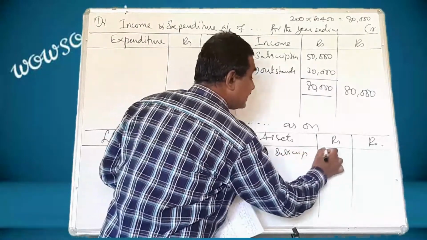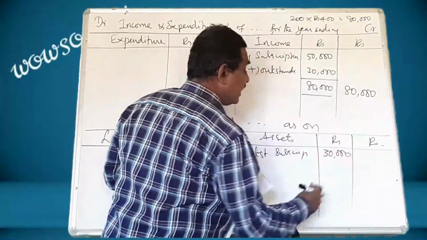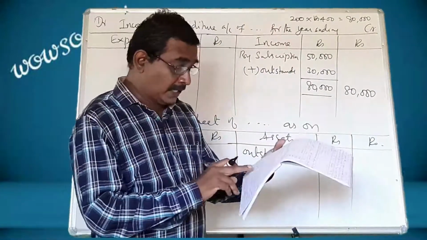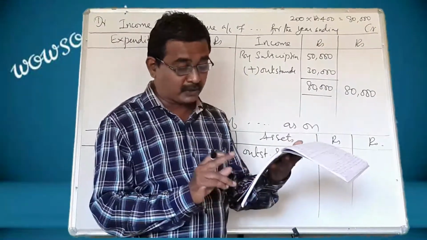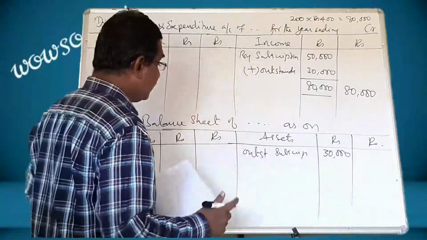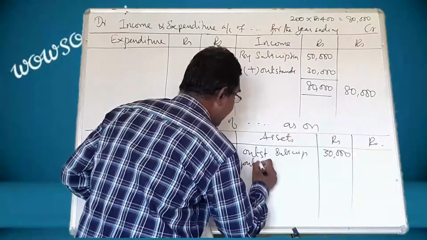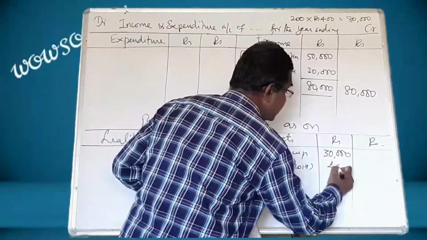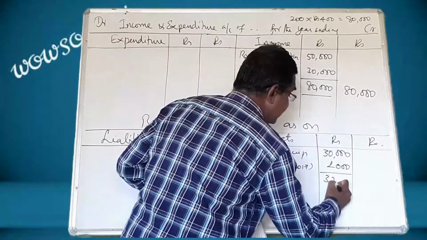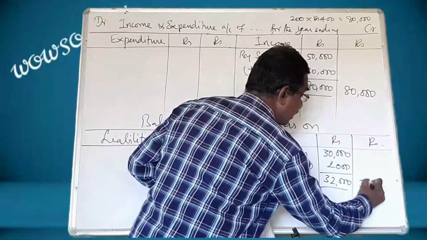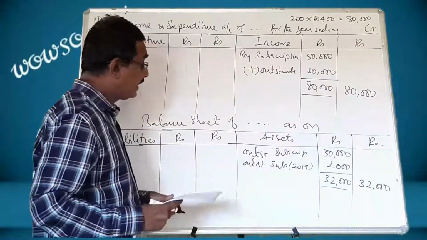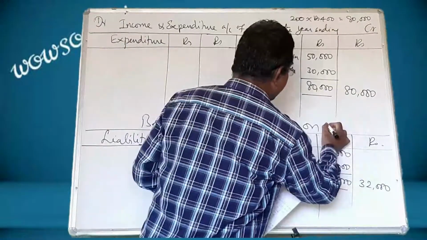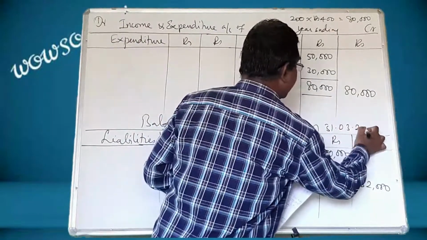How much? 30,000. But in the sum, what is given? Subscription still outstanding for the year 2017 is 2,000. Outstanding subscription for 2017 is 2,000. Still it is outstanding. So, 32,000 is the amount of subscription to be collected and that is the asset. And here you have to write the date 31st March 2019.